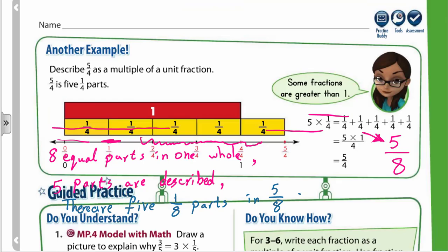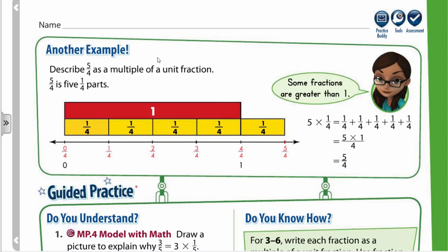Okay, my heroes, as you can see here in the next page, we have another example. Describe 5/4 as a multiple of a unit fraction. I have a question. Is 5/4 greater than or less than a whole one, and why? Anyone? Okay, Nader. 1 equals 4/4. Excellent. 5/4 is greater than 4/4, and 4/4 is a whole one. So simply 5/4 is greater than a whole one.